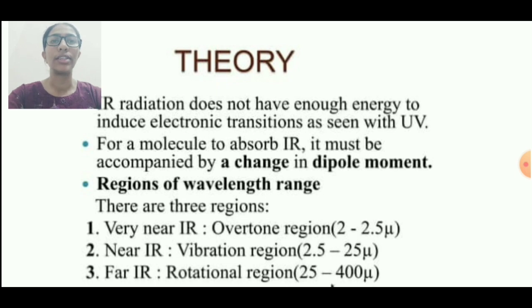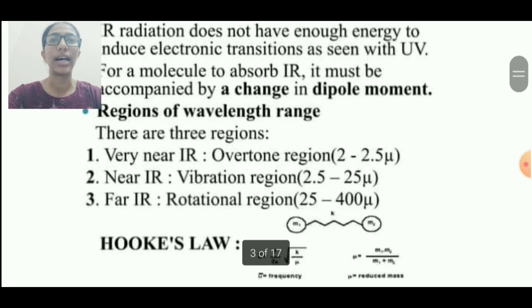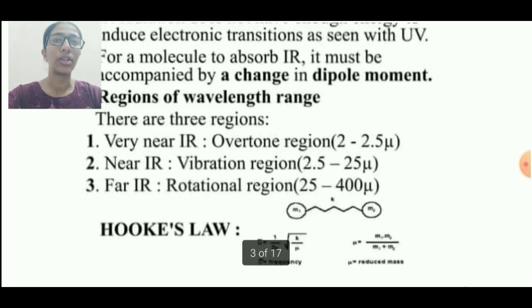Reasons of wavelength range. There are three regions. First, very near IR, the overtone region, 2 to 2.5 μ. Second, near IR, called the vibrational region, from 2.5 to 25 μ. Third, far IR, known as the rotational region, from 25 to 400 μ.